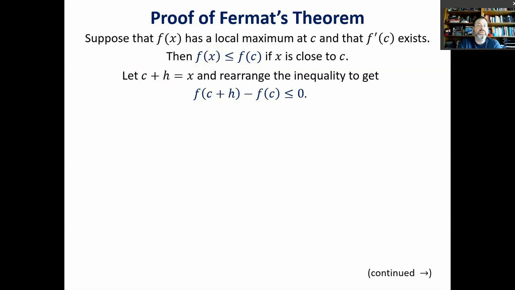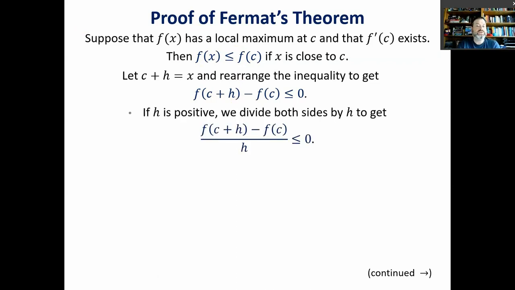This is how we did it when we defined derivatives, right? It's basically the same thing we did when we defined derivatives. So we replace x with c plus h, and we subtract f of c from both sides. So this turns into this. Now, because h is a small number, we can divide both sides by h. And we're going to look at what happens if h is positive first. So if h is positive, we divide both sides by h to get this expression.